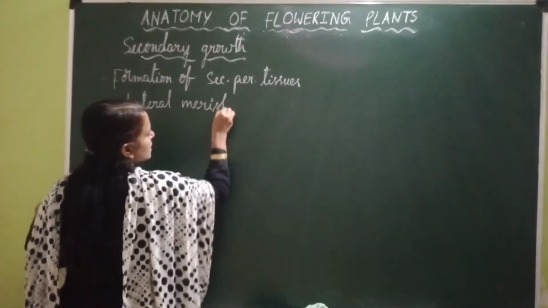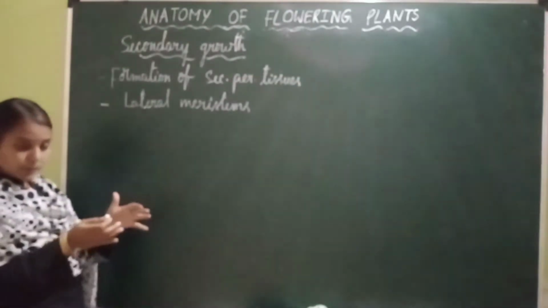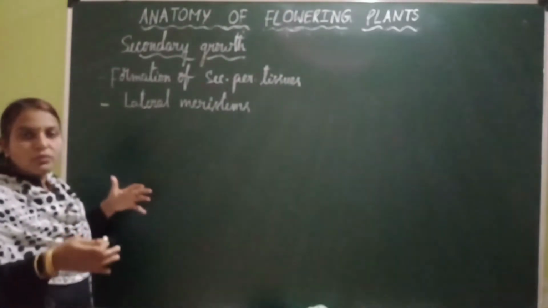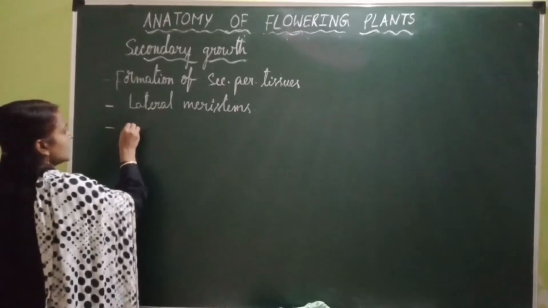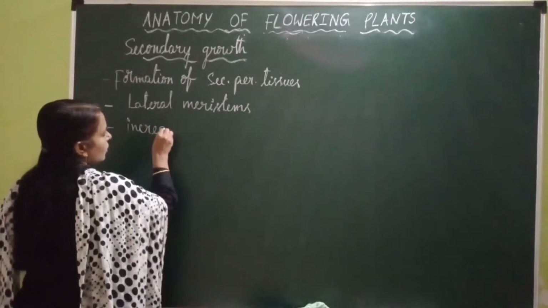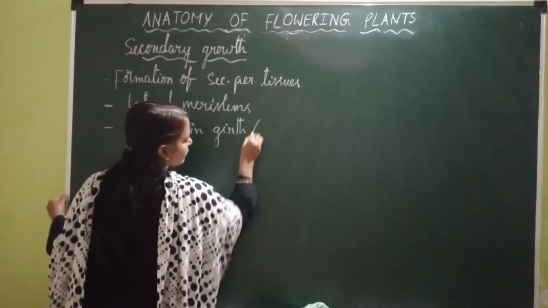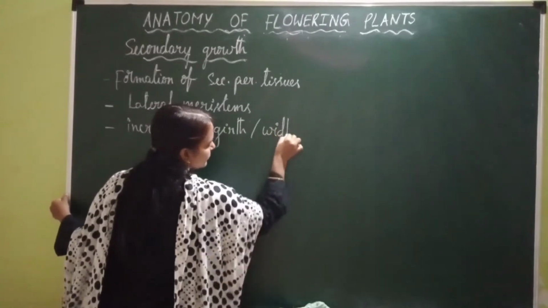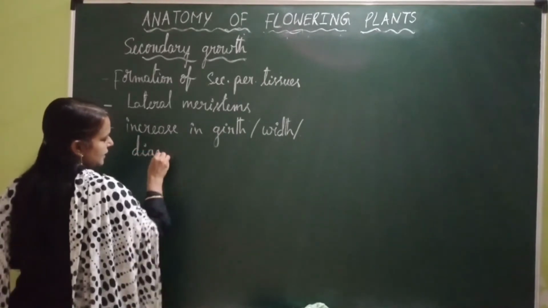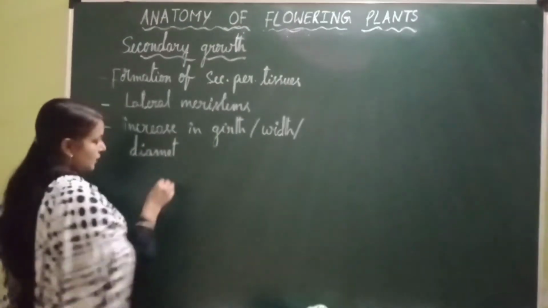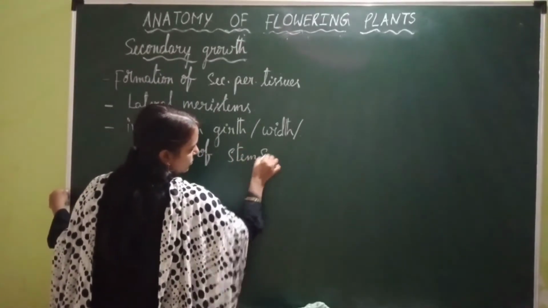Right? So due to the formation of secondary permanent tissues, what happens in the plant organs? These plant organs increase in girth or width or diameter, right? So secondary growth results in increase in girth or width or diameter of plant organs, that is stem and root. Anyway, in leaves, secondary growth is absent.